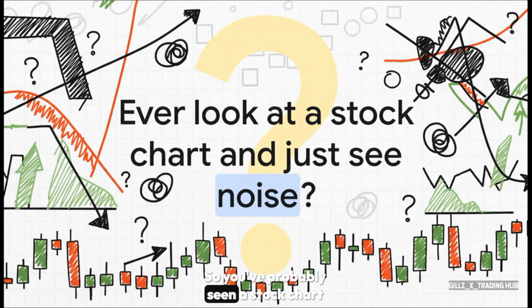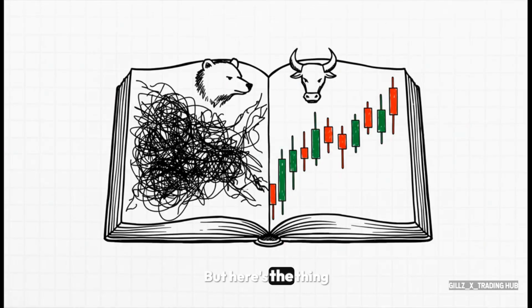So, you've probably seen a stock chart before. And if you're like most people, you just see a chaotic mess of green and red lines, right? It can feel like trying to decipher some ancient, forgotten language. But here's the thing. Within all that chaos, there's a story. It's a constant, intense battle between buyers and sellers. And I promise you, by the end of this, you'll know how to read that story.